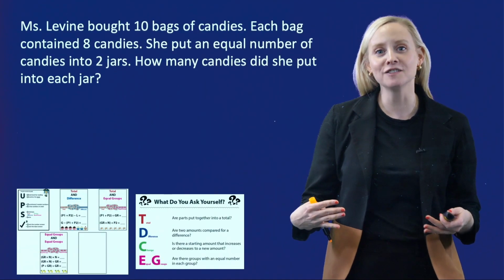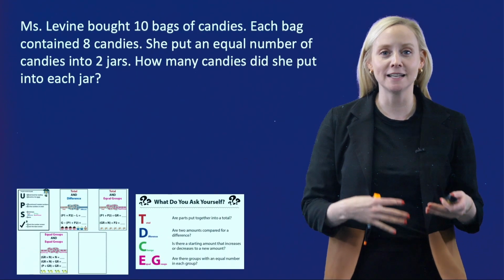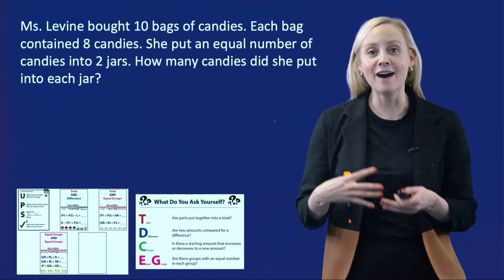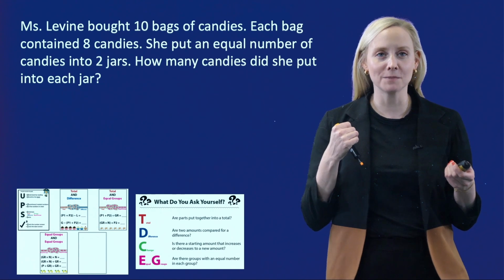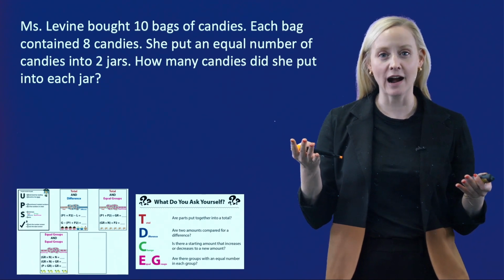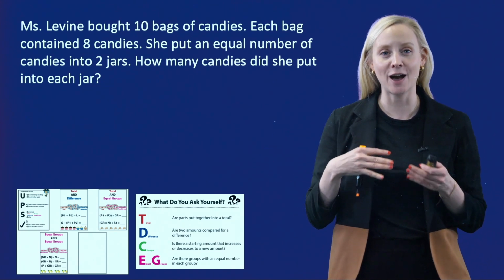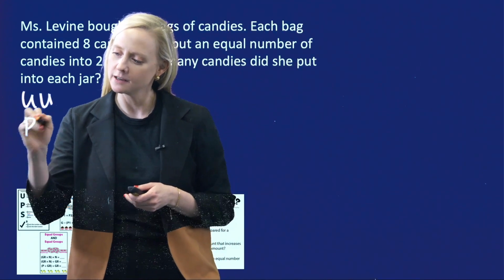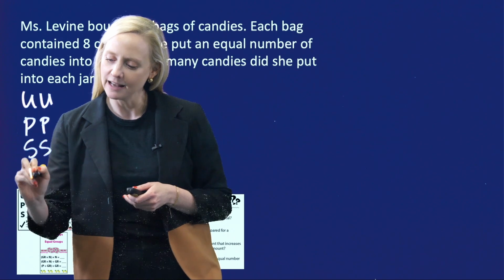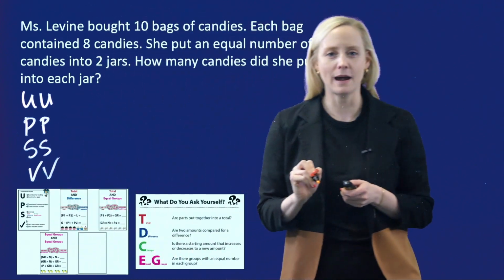Now let's take another look at a multi-step equal groups problem where we have to multiply and then divide. First, I'm going to take a look at my word problem. I do not see a table or a graph. If I did see a table or a graph, I would number it. So I'm going to go ahead and write my UPS check squared letters on the side here as a guide for me to work through my problem.